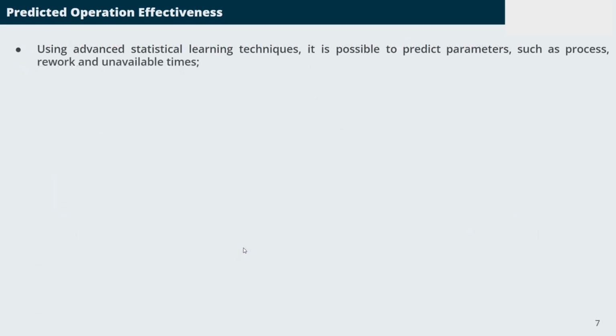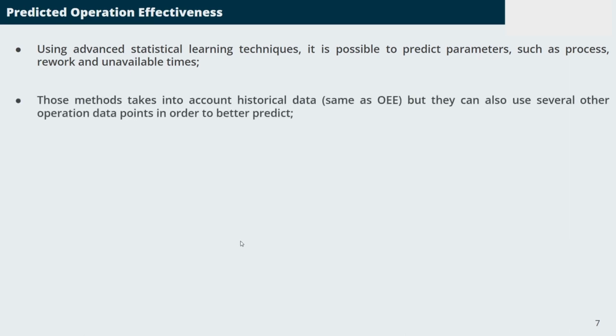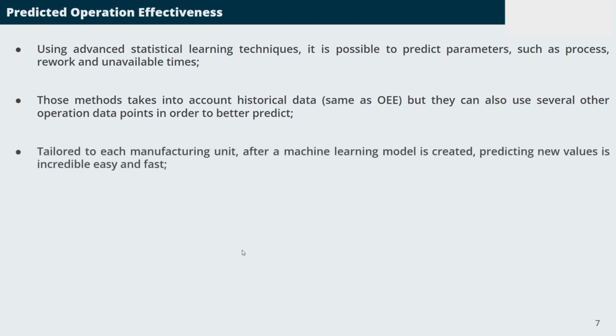Why is it a good method? Why is it a better method, let's say? First, it uses advanced statistical learning techniques, so it's possible to predict any parameter you want. So we are talking here about predicting process time, rework time, and unavailable time. Those methods take into account historical data, same as OEE, but they can also use several other operation data points, or features or attributes, in order to better predict. It's tailored to each manufacturing unit, so it's important for the deployment and the training of the machine learning module to happen at every manufacturing unit.